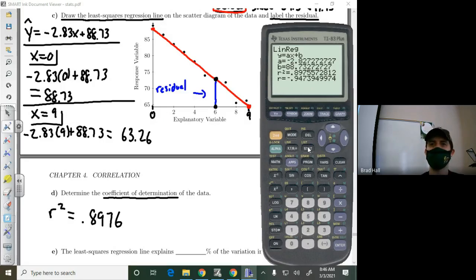So that one should be really easy to find. The calculator tells you the coefficient of determination, which we can immediately interpret. Again, if you don't have diagnostics on your calculator, you're not going to see r squared and r. So that's why you turned on diagnostics.